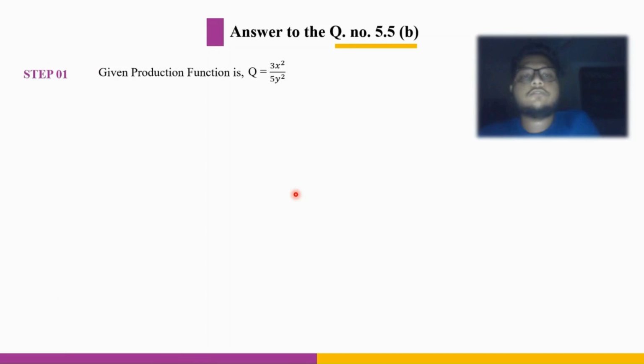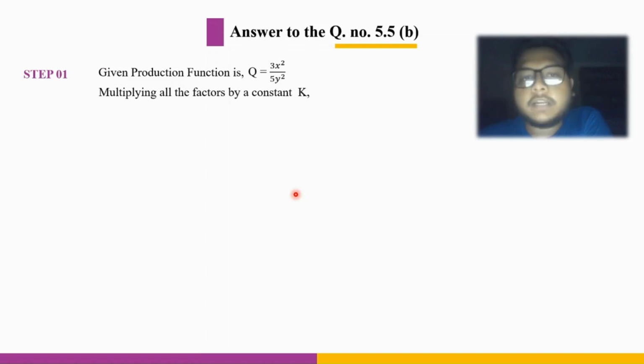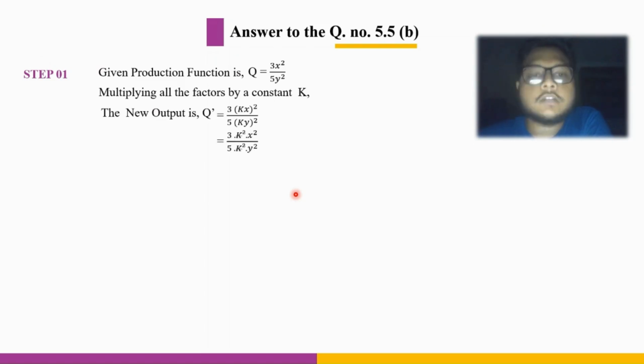First of all, we have our production function q is equal to 3x squared upon 5y squared. So again, we will multiply by a constant factor k. The new output we consider q dash. So here you are looking at the new form of production function. After giving the power to each of the multiples, we get this, and we cancel the k because it is in the denominator and numerator at the same time, and we found that it actually returns to the initial production function. So actually q dash is the initial q.